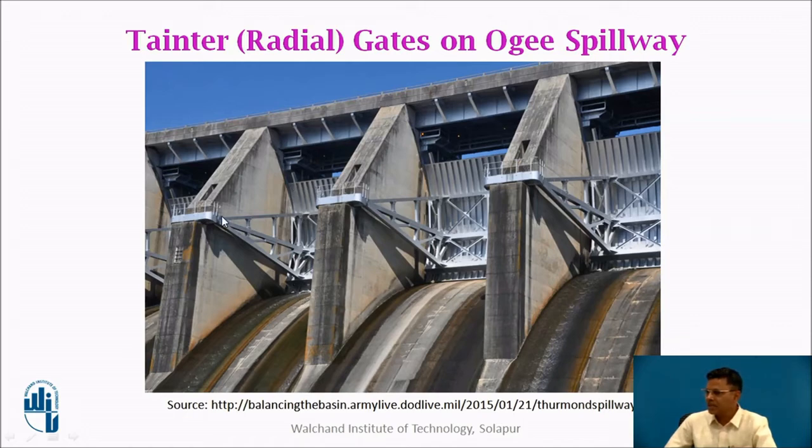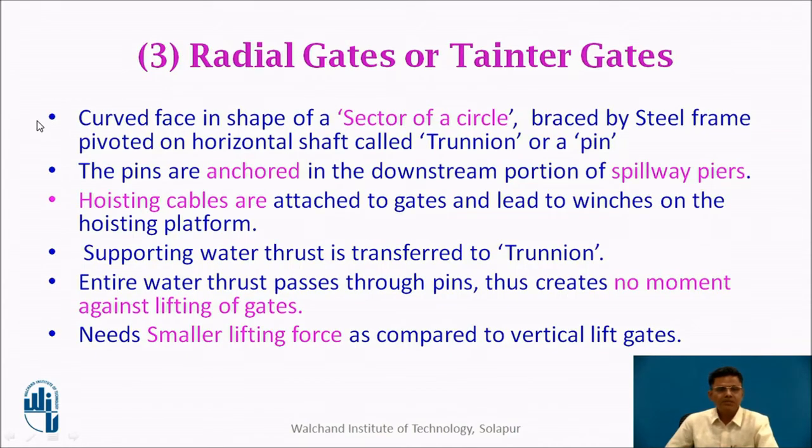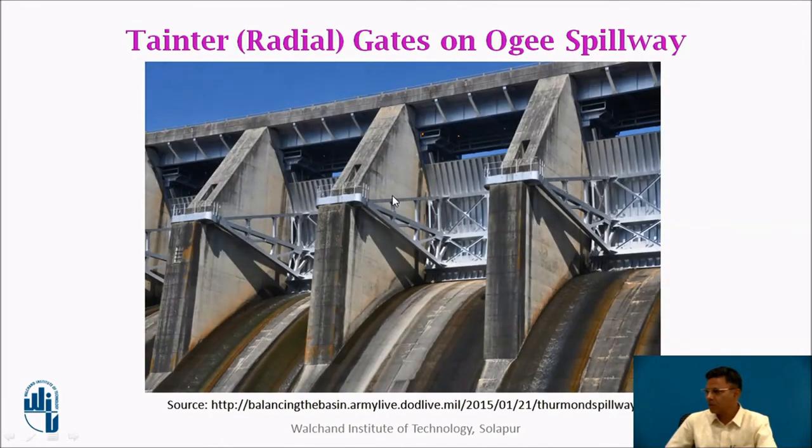If you see the steel structure which is supporting here, it comes to a trunnion. So this is a trunnion. This trunnion is anchored into the pier walls. So this has a curved shape in the form of a sector of a circle, and the pins are anchored in the downstream portion of spillway piers. So this is a trunnion. It is anchored in the downstream portion of the spillway piers.